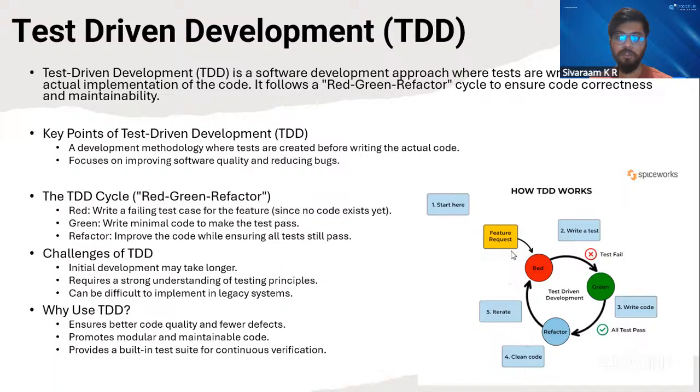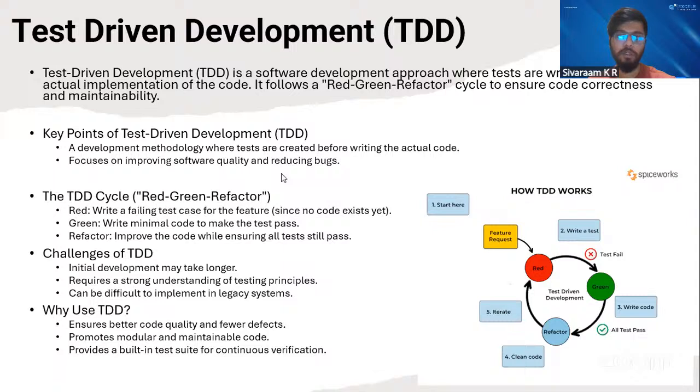Whenever a new feature or new module is requested, first you write the test case for that module. Say, for example, you're creating a login module which takes username and password. Before writing the code, first you write a test case saying that there is an input field. This input field can only take a string or can only take a number, and it should ignore spaces. So different test cases are written first.